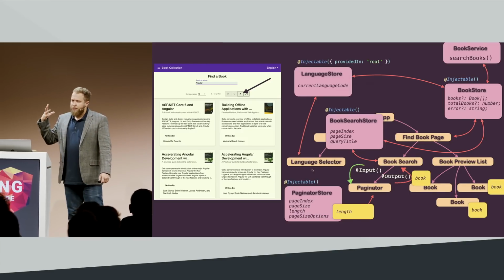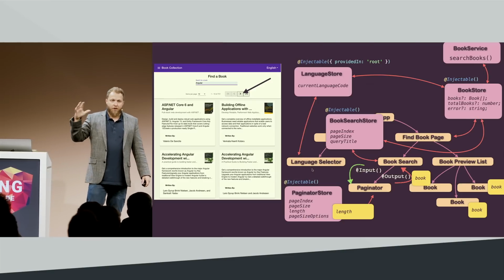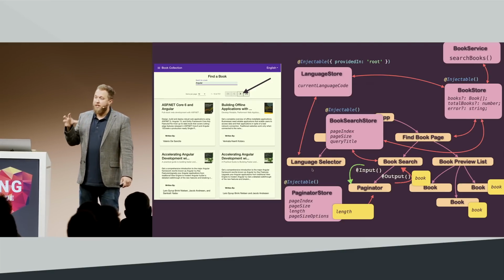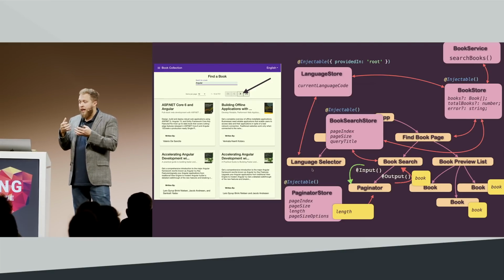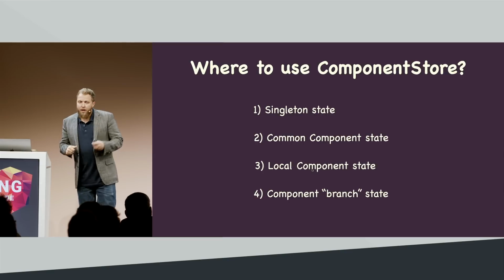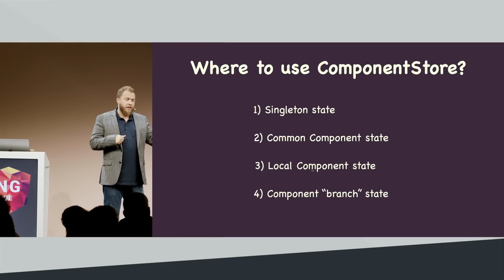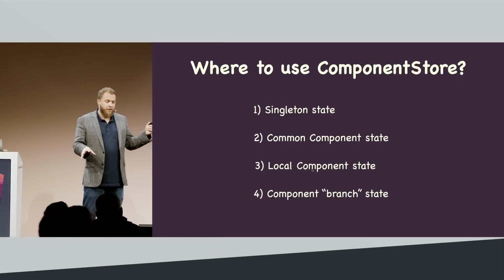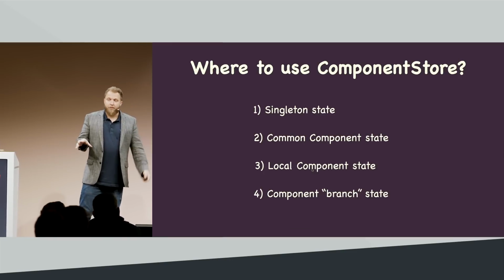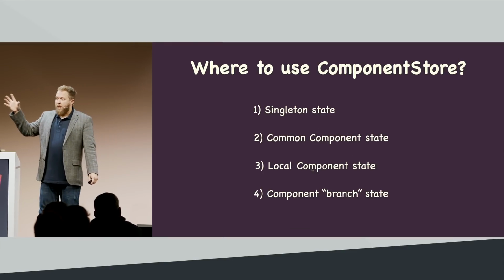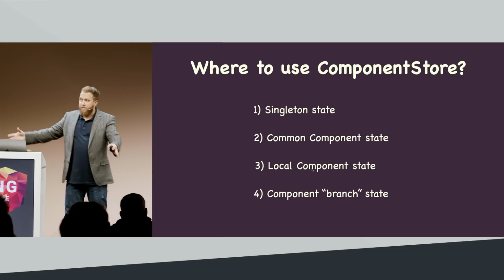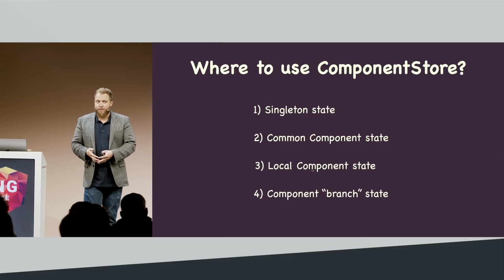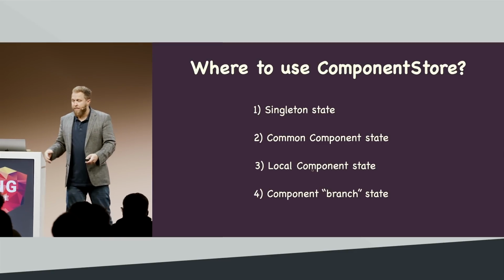But you can see there are 4 different kinds of specific use cases. Each has its own unique case, right? So those are Singleton State, Common Component State, reusable components, local component state, and component branch state, where the state would be shared throughout the branch itself.